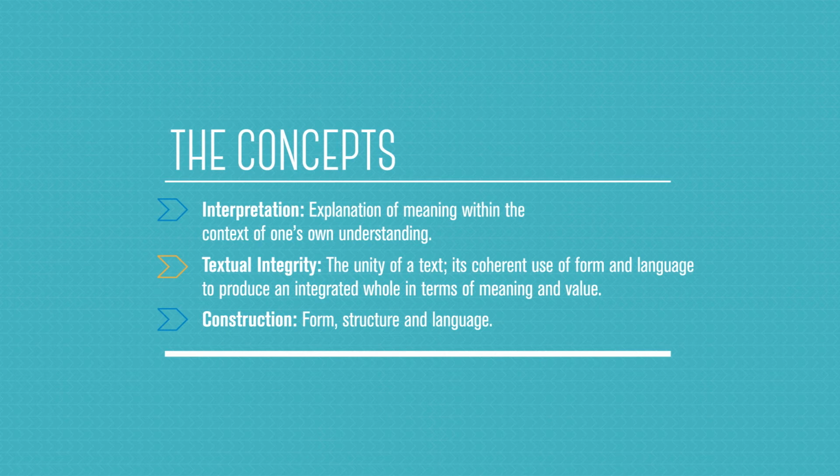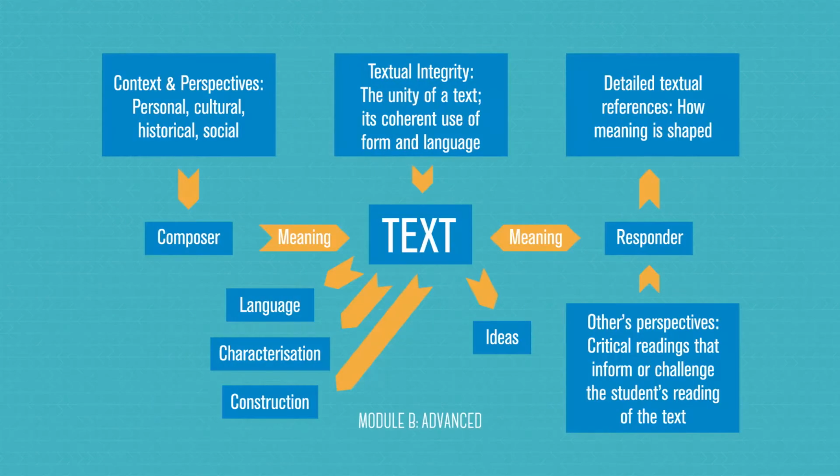If I were to do this as a diagram, it's actually reader reception theory. And what does that mean? The text sits in the center like this. Over to the side, you've got the composer. What influences the composer? Well, his or her context. Perspectives, which are personal, cultural, historical and social. Then they will choose the language, characterization and construction of their text to bring meaning to it. That text hopefully has unity and coherence, which is integrity, and that then produces ideas.